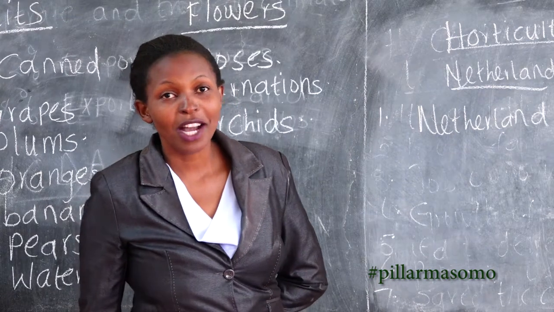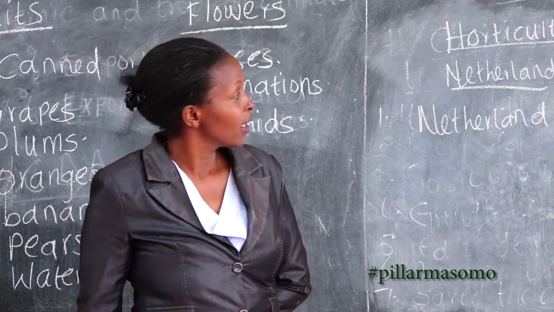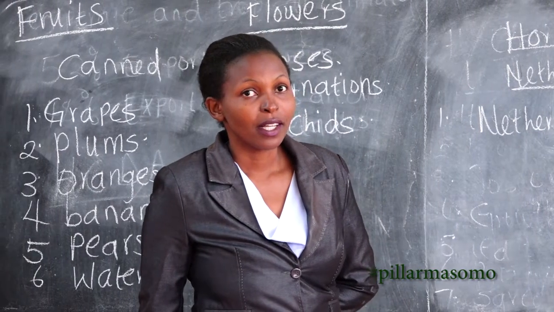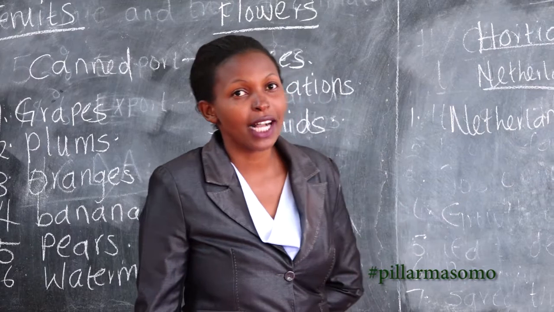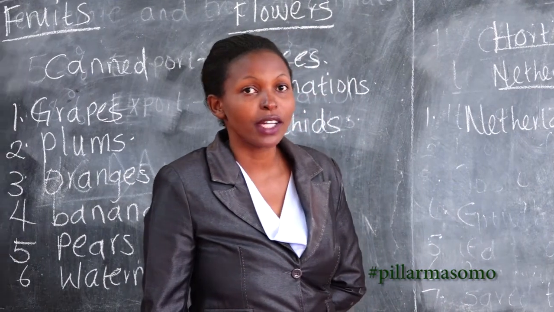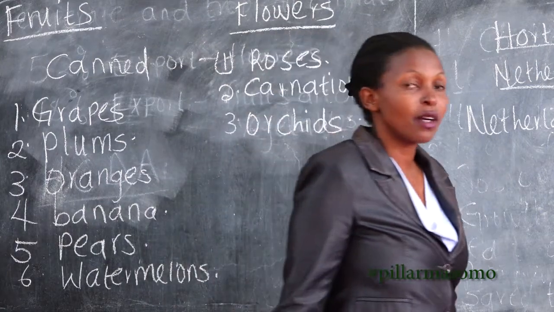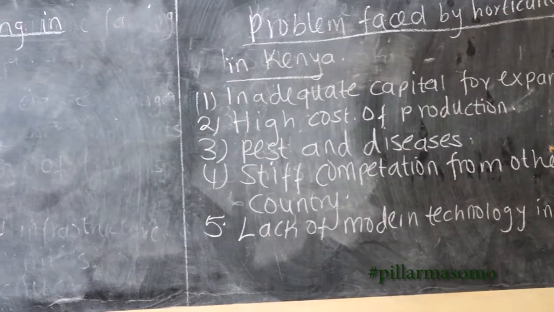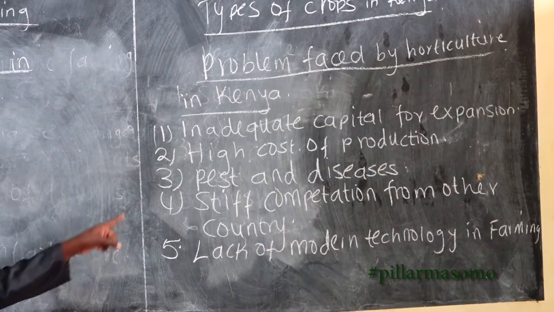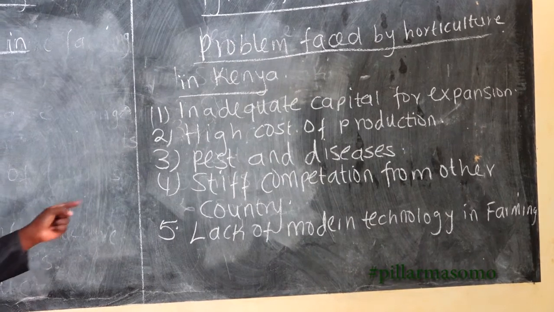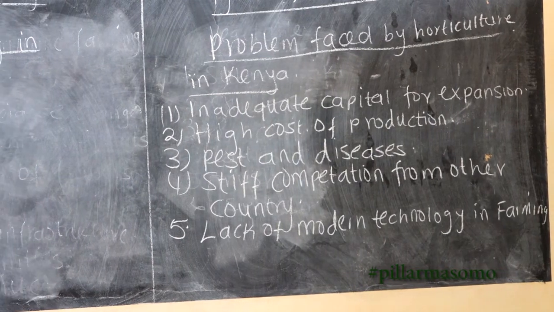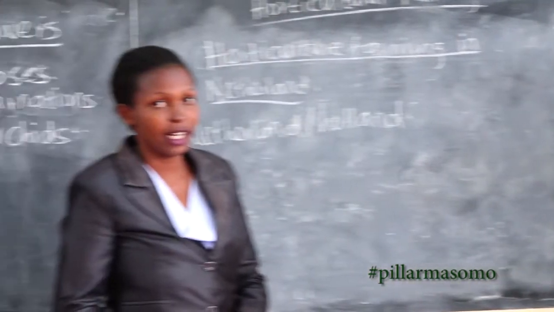Then we have an activity that we are going to tackle, and the first question will be: name the problems faced by horticulture farming in Kenya. I know you have already answered. The first one is inadequate capital for expansion. Number two, high cost of production. Number three, pests and diseases. Number four, steep competition from other countries. Number five, lack of modern technology in Kenya.